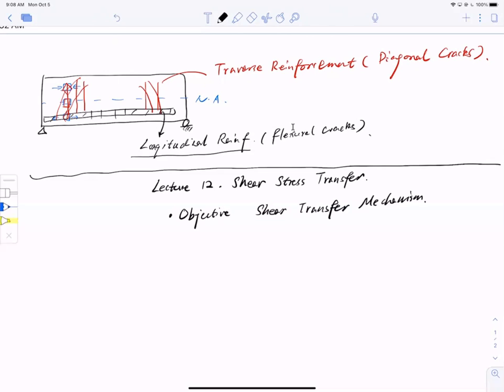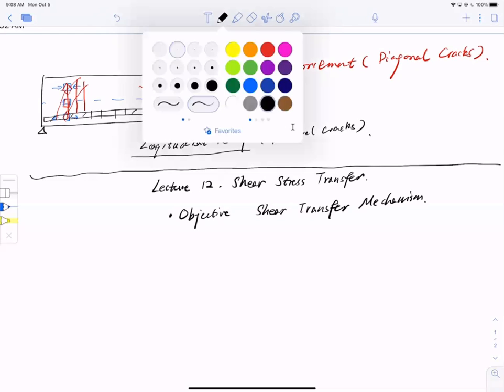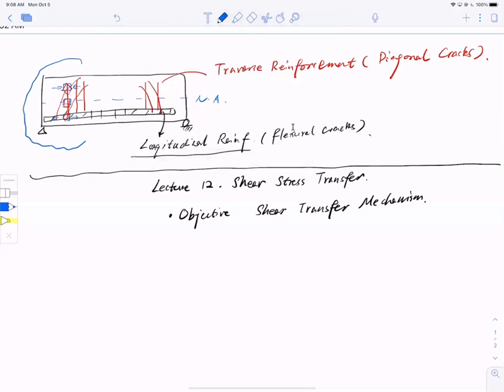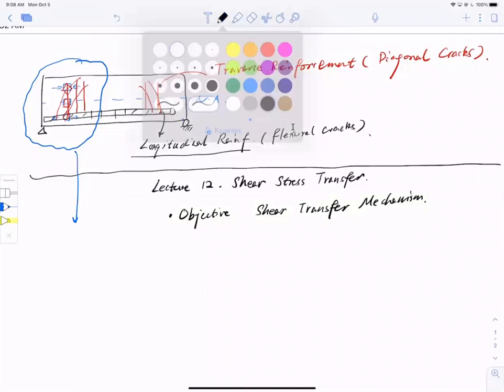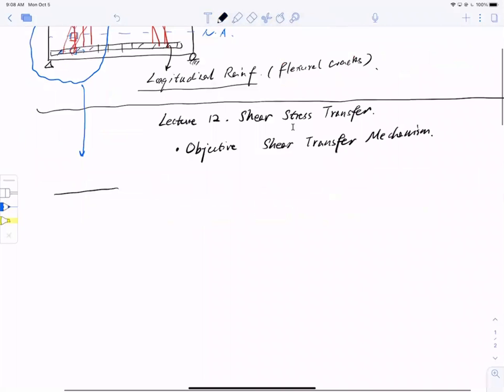To take a look at the shear transfer mechanism, let's pick a corner of the section here. I'm just going to draw a blue line here. So I'm going to take a look at this corner and then do a free body diagram. Maybe let me zoom in a little bit.